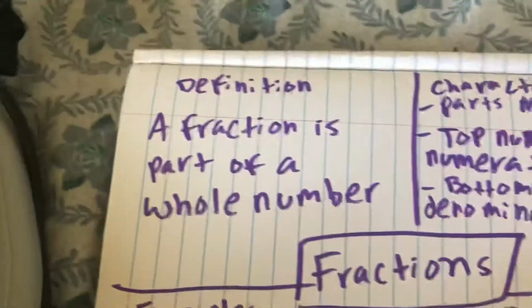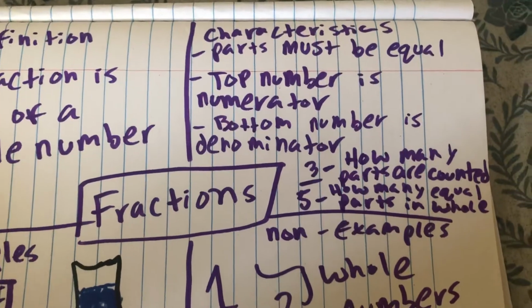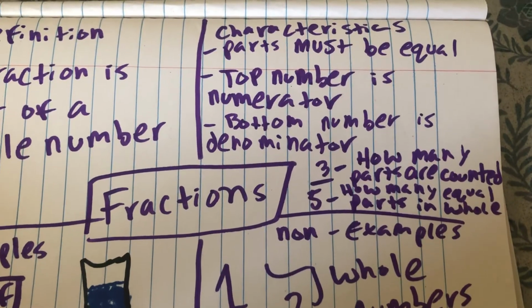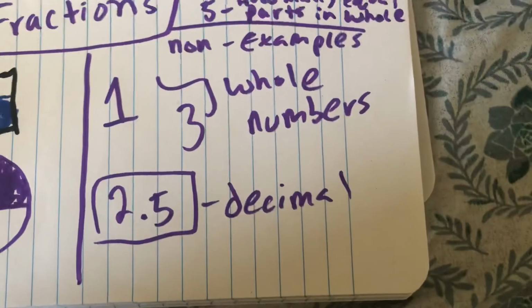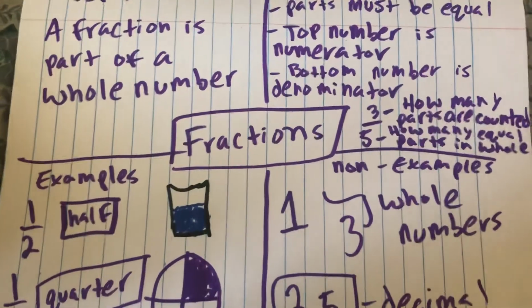So once again, we have our definition. We have our characteristics. Remember, the top number is the numerator, bottom is the denominator. Our examples and our non-examples. The whole picture will be posted on Google Classroom, guys.